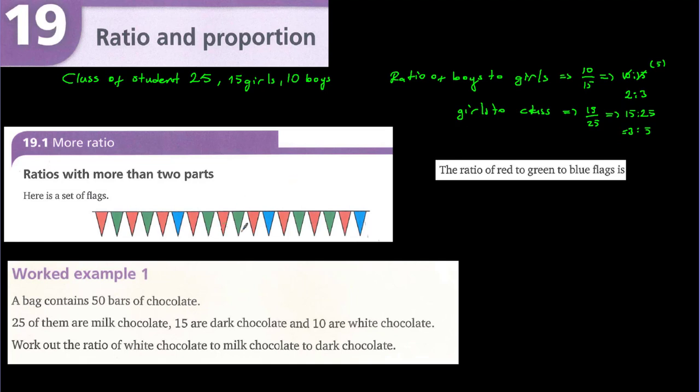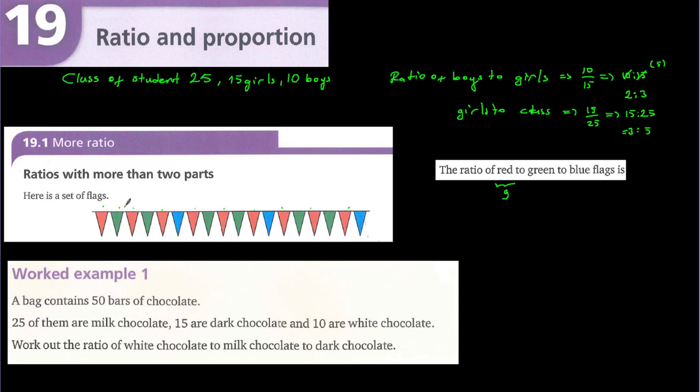I defined it from the beginning, and let's see what is the thing here: the ratios with more than 2 parts. Here there are different colors of flags. There are 3 types of colors: red to green to blue flag. So first I'm going to write the number of red flags, then green flags, and then blue flags. If I count one by one, first I count the red flags: 1, 2, 3, 4, 5, 6, 7, 8, 9. 9 red flags.